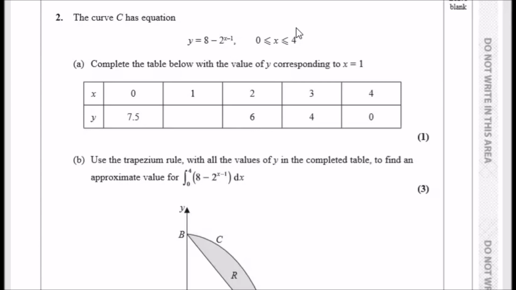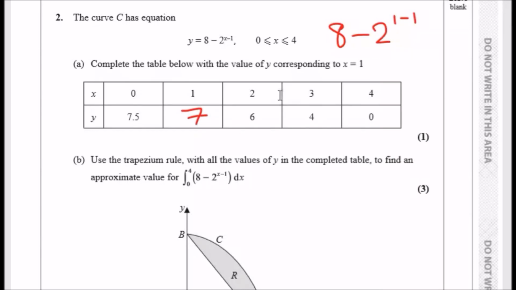Plugging in the value x equals 1 in the calculator, it should look a bit like this: 8 minus 2 to the power of 1 minus 1. When you do that, you should get a final result of, let's see, 1 minus 1 is 0, 2 to the power of 0 is 1, 8 take away 1 is 7.